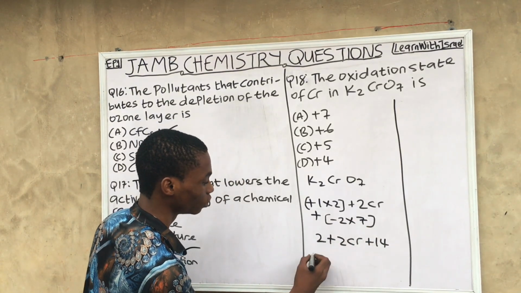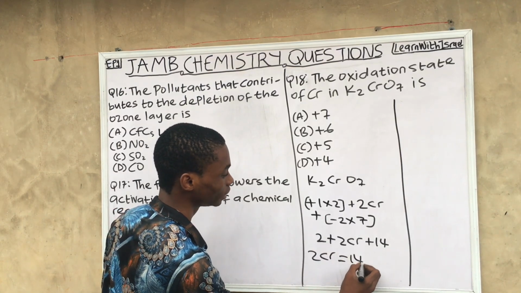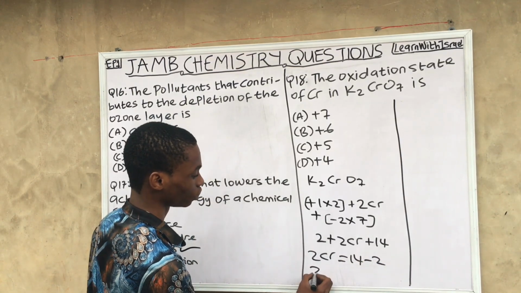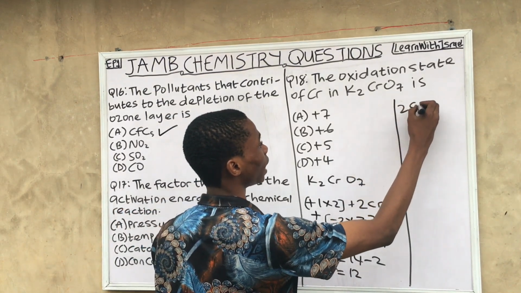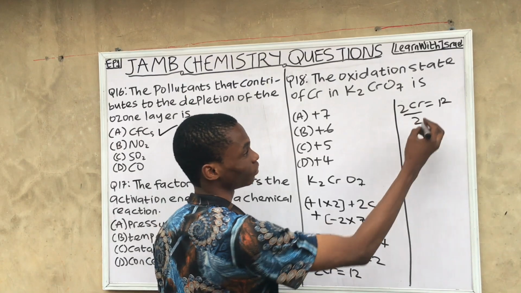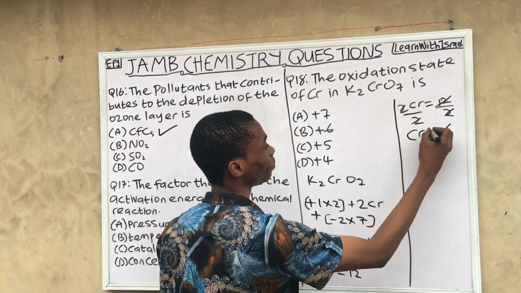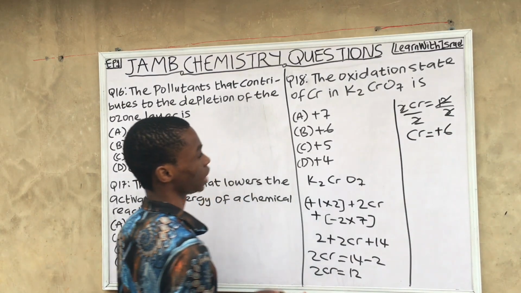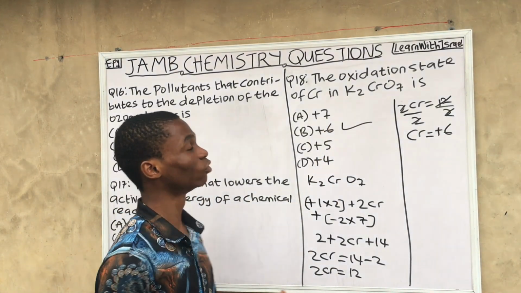So what do we do? We make 2Cr the subject of the formula. So 2Cr equals 14 minus 2. So 2Cr equals 12. Let's divide by 2 to get our Cr, which is chromium. 2 cancels 2, so our chromium equals +6. I hope you understand that now. So option B is the correct answer. Let's move to the next question.